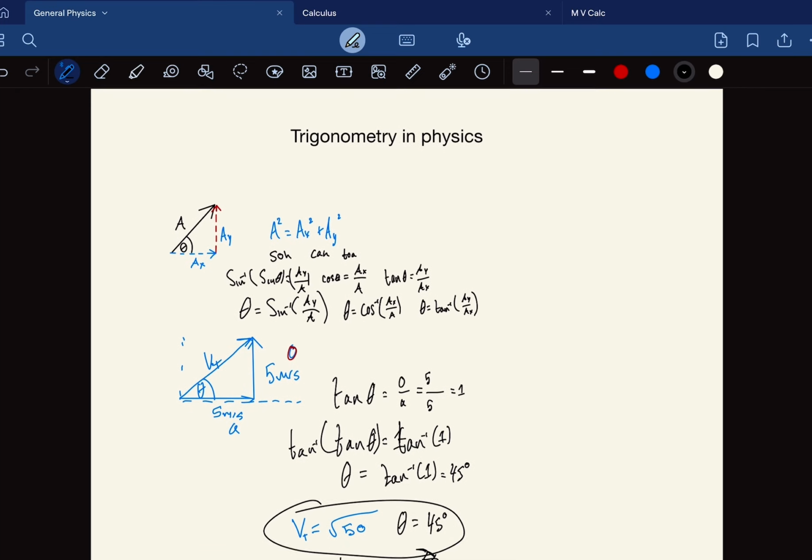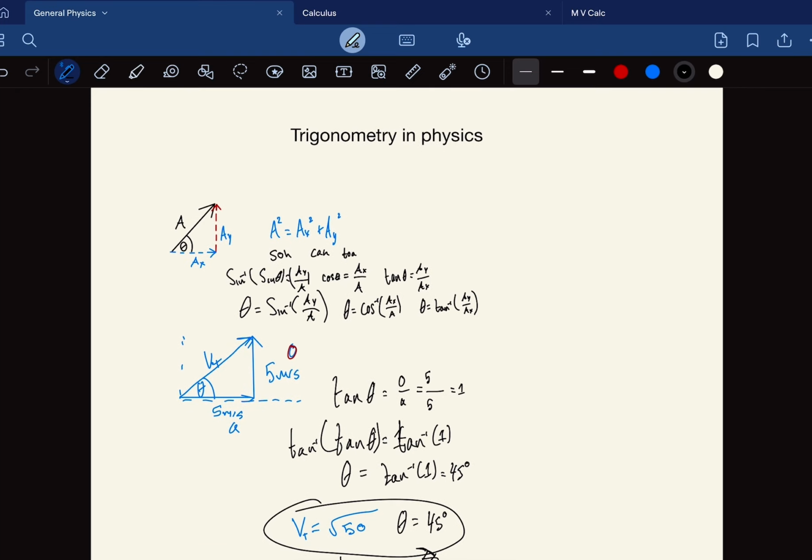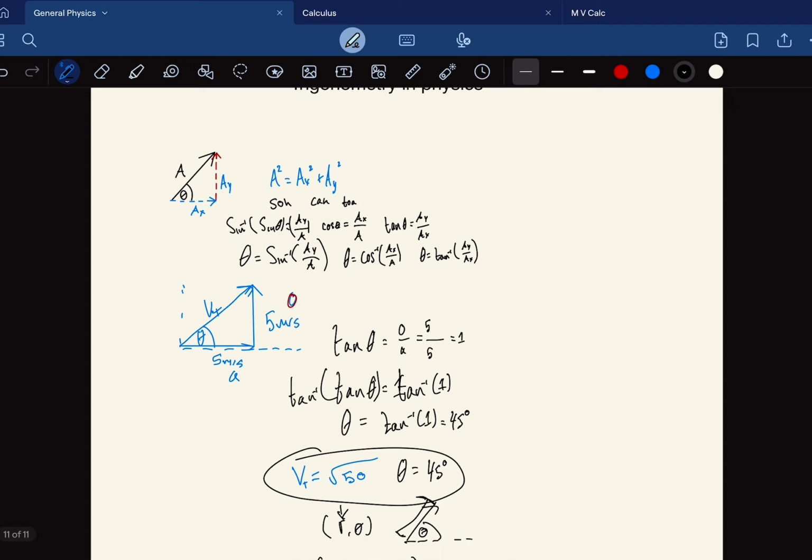I hope this video helped, as this is, for Physics 1, about as complicated as trigonometry gets. Now, in the next video, I will be doing some river problems, which is just using this, but more applied.